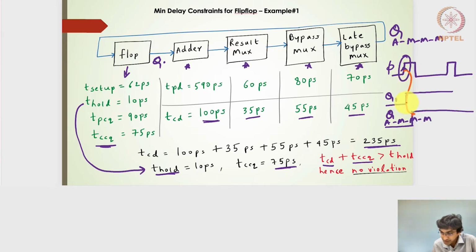Right? So whatever the T-hold time is, we should ensure that it is away from the T-hold time, so that only then can we clearly say that the contaminated output doesn't get captured in the first clock. It should then be easily captured in the second clock edge, right? That's what we want, and that's why we say that TCD plus TCCQ should be greater than the T-hold value. Hope this is clear.